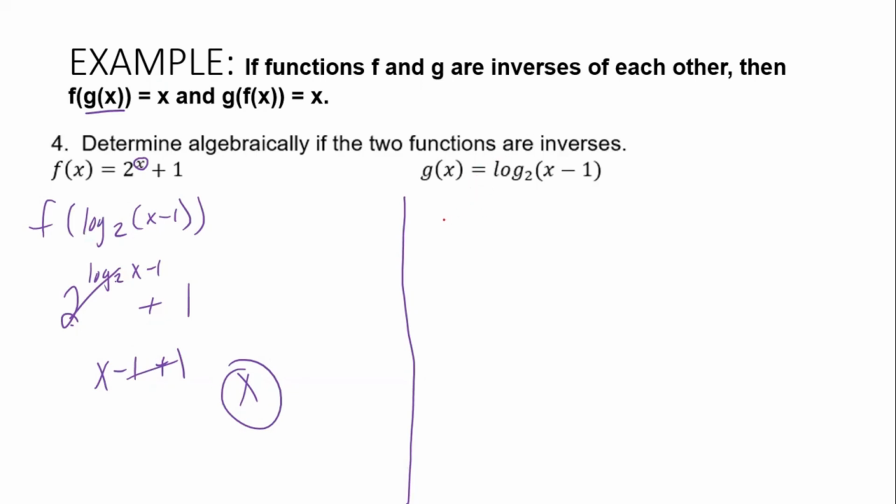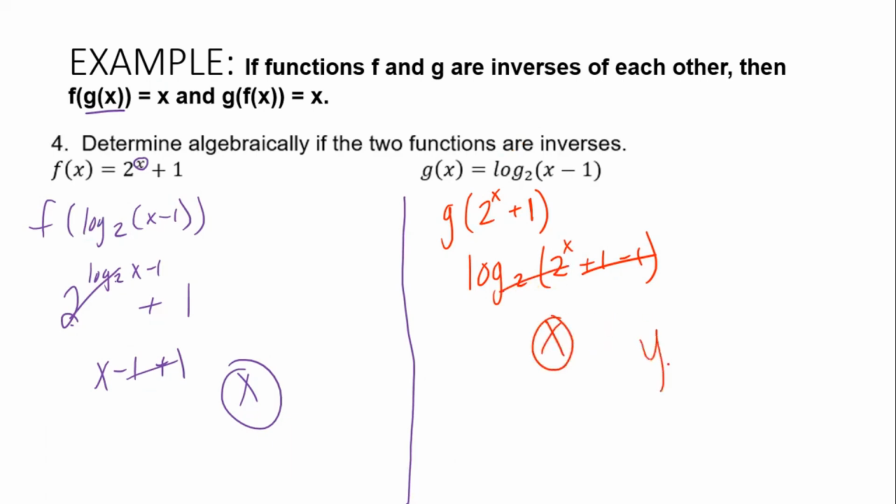All right, so we're going to do g of f of x. So this time is g composed of 2 to the x plus 1. And so we have log base 2, and instead of x, it's 2 to the x plus 1, minus 1. What happens to the ones? Cancel each other out. I have a log of the same base and an exponential of the same base. What are they going to do? Cancel each other out. And what am I left with? X. So are these inverses? Yes.